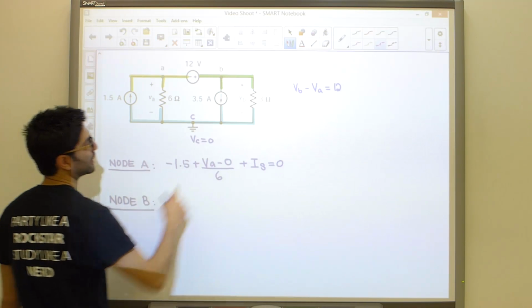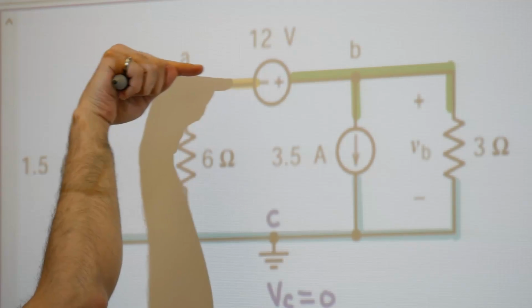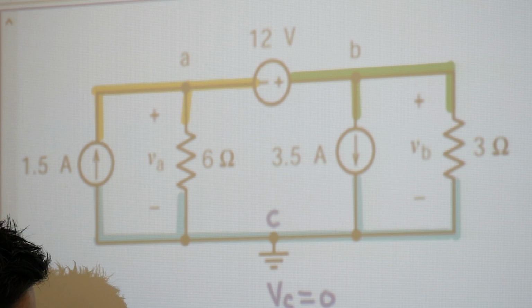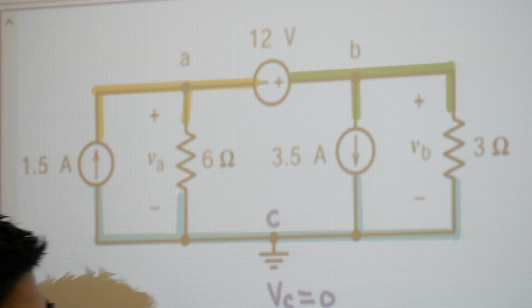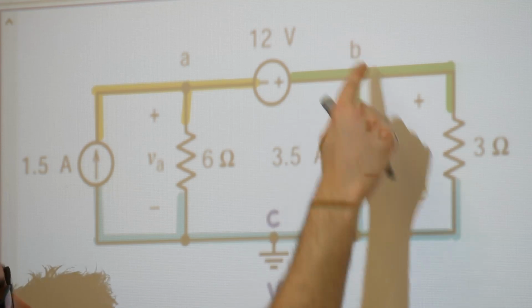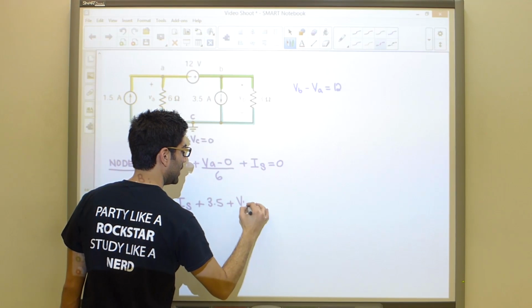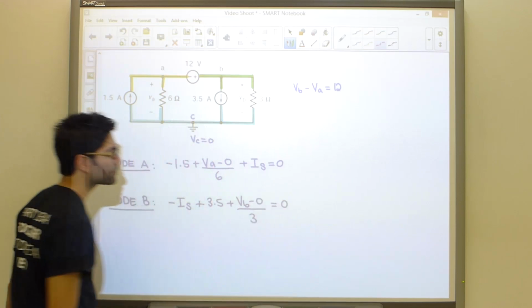At node B, once again, there are 3 branches over here. Starting over here, we see that this current is entering the node, so negative. It's a voltage source, so I do not know the current passing through that source. I'm going to label it IS. The next current is going down out of the node, so positive 3.5. And then finally, VB minus VC divided by 3, or VB minus 0 divided by 3 equals 0.